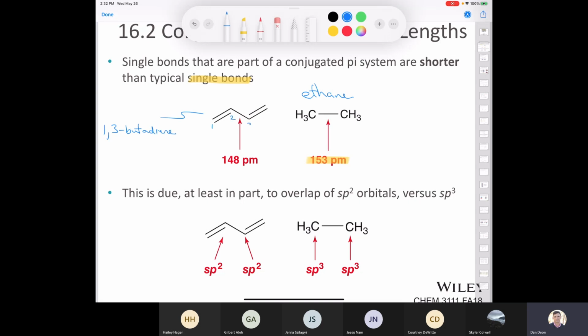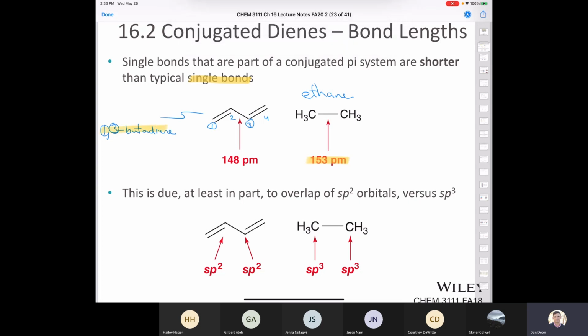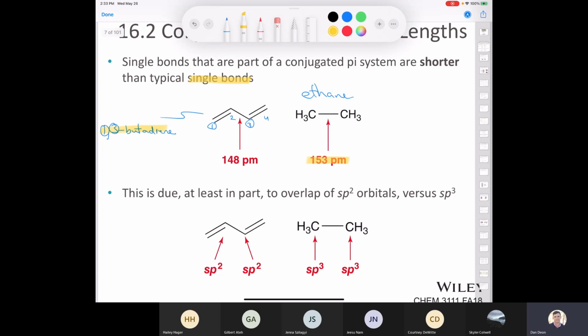You have 1, 2, 3, 4. So you have a double bond on carbon 1, a double bond on carbon 3. So 1 and 3, buta, because there's 4 carbons total, diene, because it's a diene. So 1,3-butadiene. That molecule is going to come up a heck of a lot in this chapter, so you should know the name of it.